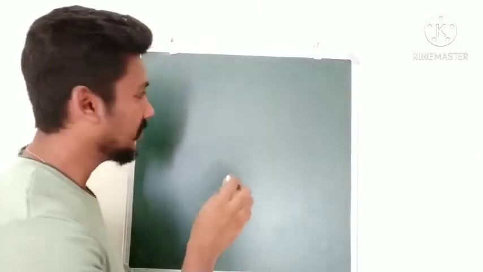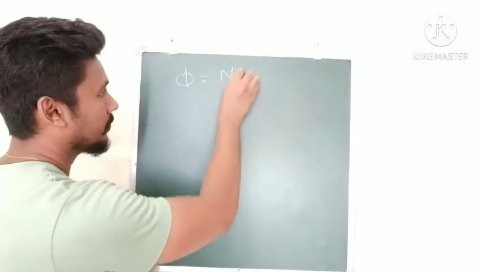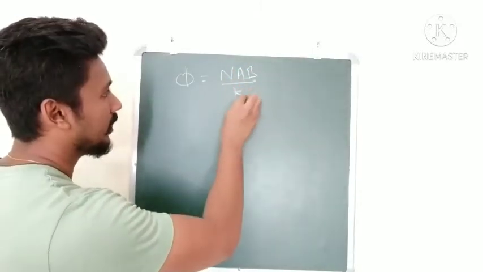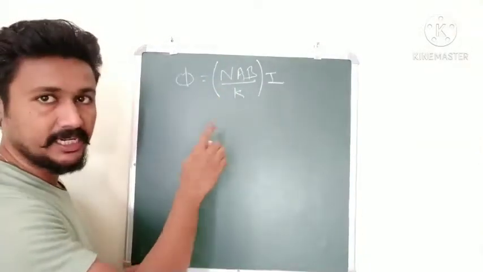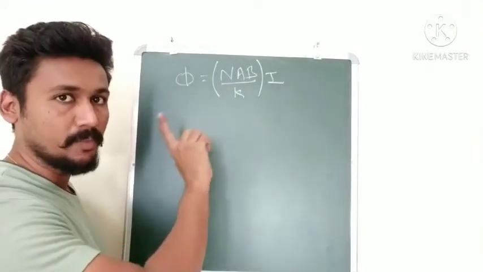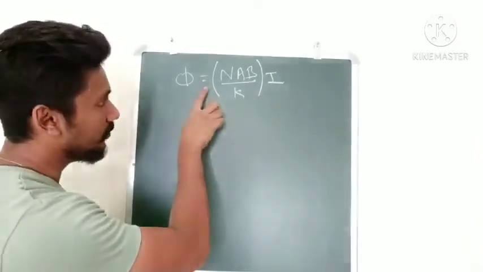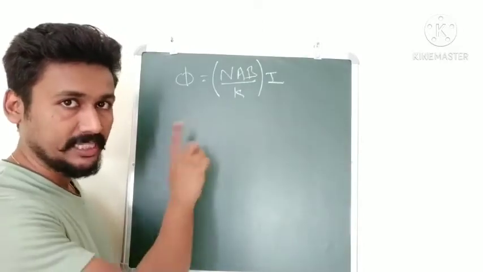So here is the relation we got: phi is equal to NAB upon K, into I. We have just rearranged it and written it like this. Phi, that is the angle of twist, how much the coil has twisted by, will be equal to NAB upon K into I. This is the same equation as before, don't think this is a new one.